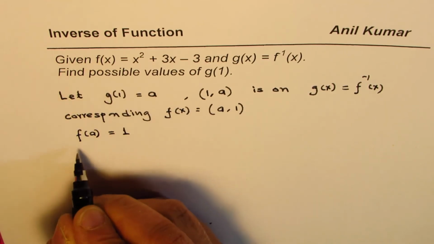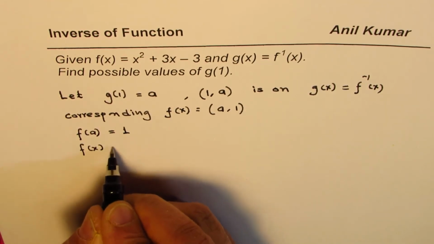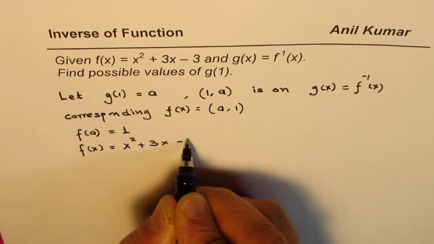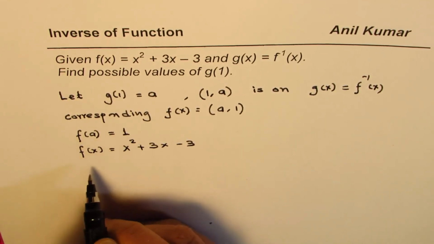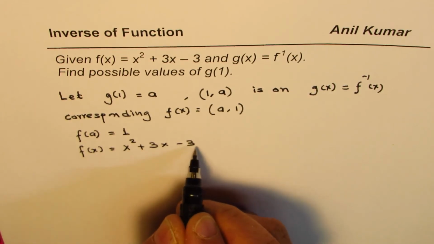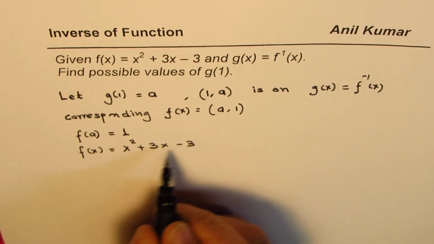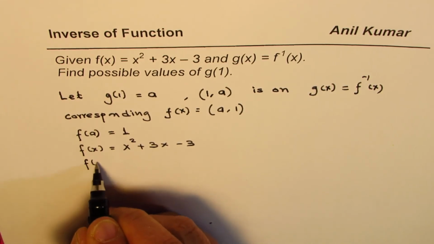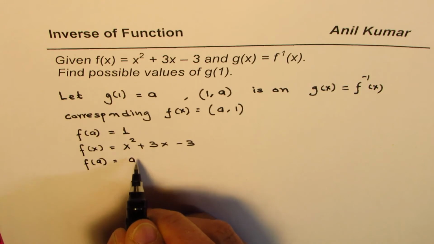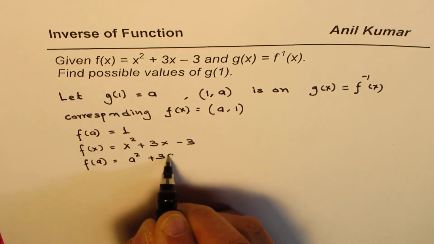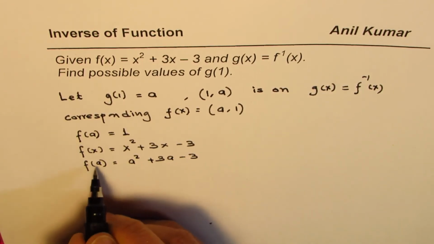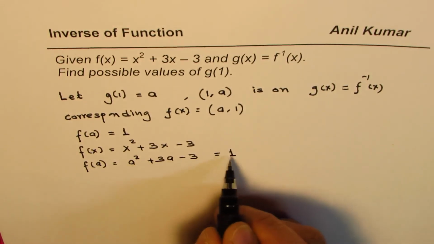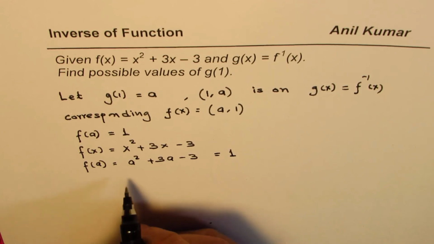We know what f(x) is: f(x) = x² + 3x - 3. Since f(a) is 1, we replace x with a, so f(a) = a² + 3a - 3. Since f(a) is 1, that should be equal to 1. So we can now rearrange and find the value of a.